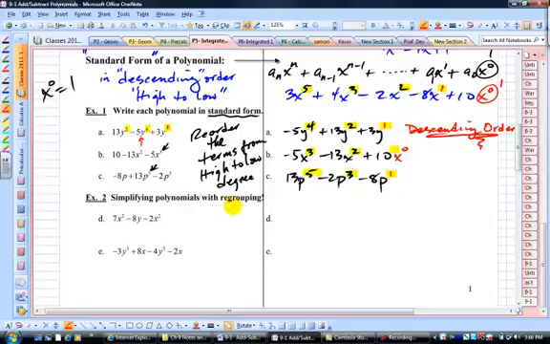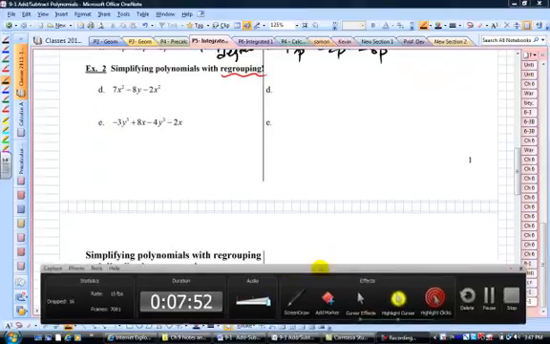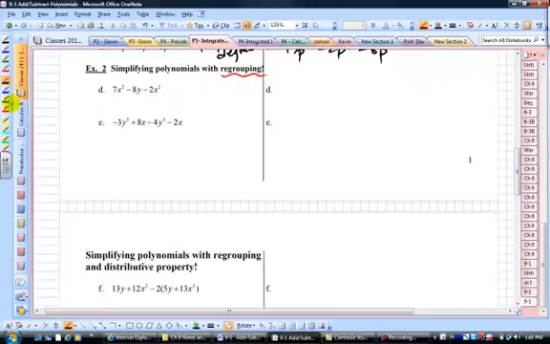Now let's talk about simplifying polynomials with regrouping involved. Let's take a look at number 2. We want to identify the like terms here, and like terms have the same base and the same exponent. Like terms: two things, same base or same variable, and same exponent. You've got to remember that. So let's identify them first.